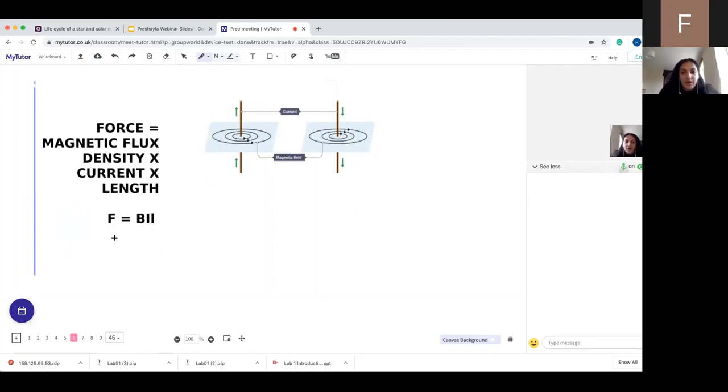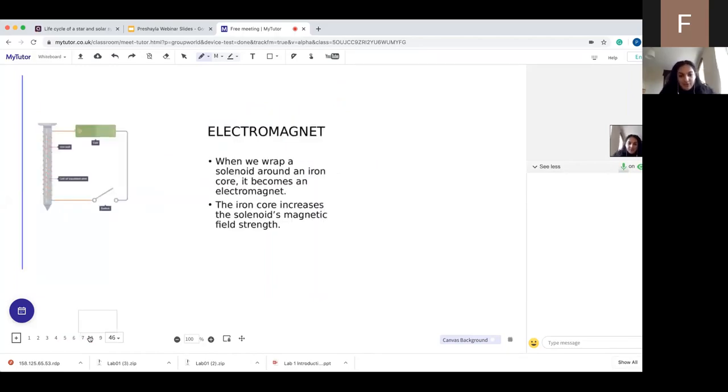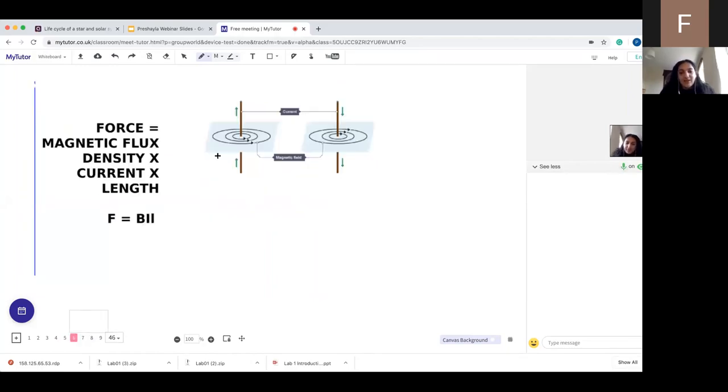So we know that with the motor effect, if we have a current carrying wire and we place it in a magnetic field, we're going to get some sort of motion. And this is governed by the equation, force equals magnetic flux density times current times length. B is magnetic flux density and is measured in Teslas.